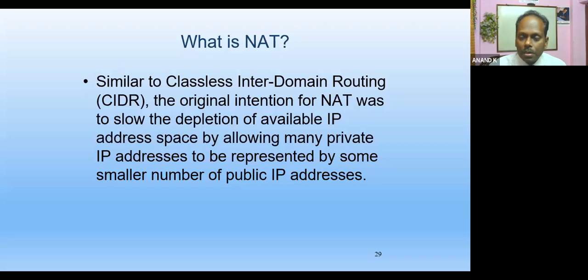So we are more than 1,000 crores, right? Or a little bit more, higher. So 10 billion. So where will we get the IPs if everyone starts using, and where will the servers come across? So in order to have fewer public IPs, we have this private addressing. Now you read this slide. By allowing many private IP addresses to be represented by some smaller number of public IP addresses. So for an entire organization of even 2,000 people, you may have 2,000 private IPs, but you may have only 2 or 3 public IPs.